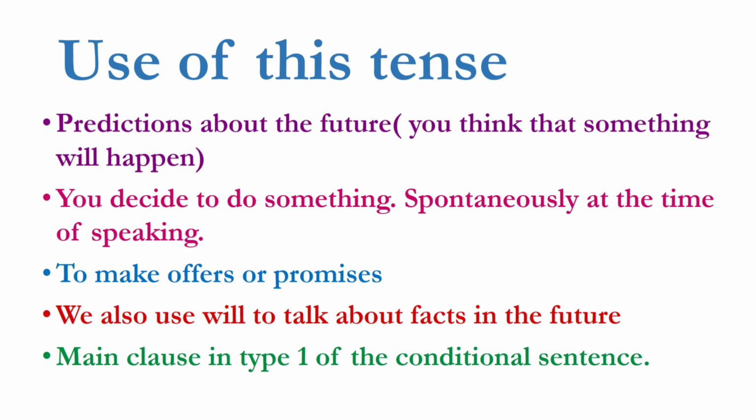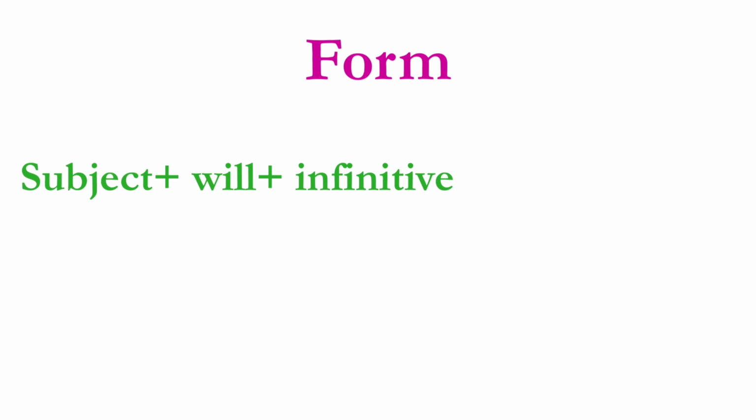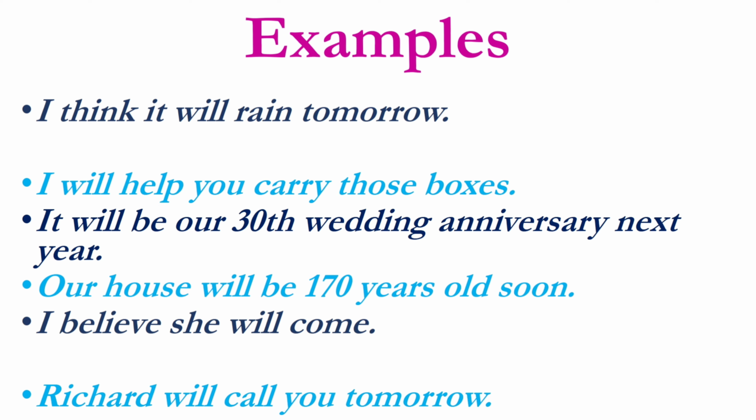We also use will to talk about facts in the future. Main clause in type 1 of the conditional sentence. The form of this tense is subject plus will plus infinitive. We have some examples in this case. I think it will rain tomorrow. I will help you carry those boxes. It will be our 30th wedding anniversary next year. Our house will be 170 years old soon. I believe she will come. Richard will call you tomorrow.